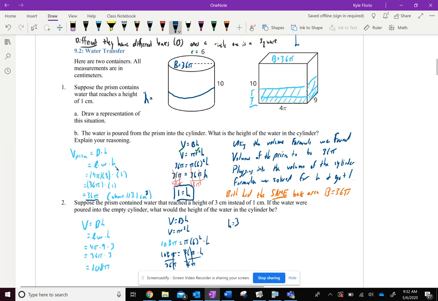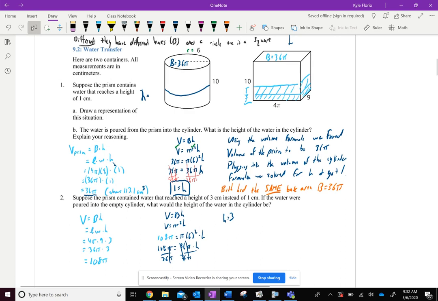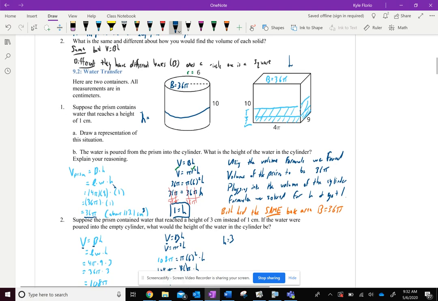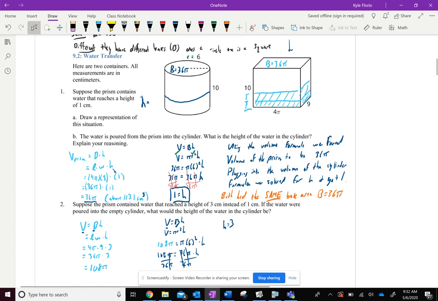So the height's 3. Anyways, the idea for this is if they have the same base and the same volume, then their height has to be the same. Because we're using the same formula, if the volume is the same in each figure and they both have the same base area, then it has to be the case that their heights also have to be the same. And the main thing here is just being able to calculate volumes. This is something that you've probably done before, but just seeing it again, it's going to come up a little bit more throughout the chapter, being able to calculate volume. And here's the formulas for cylinders and prisms.